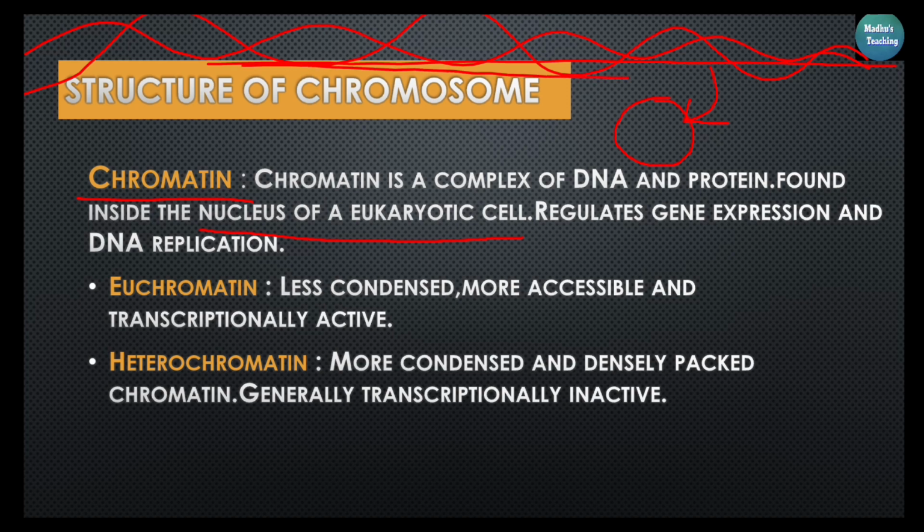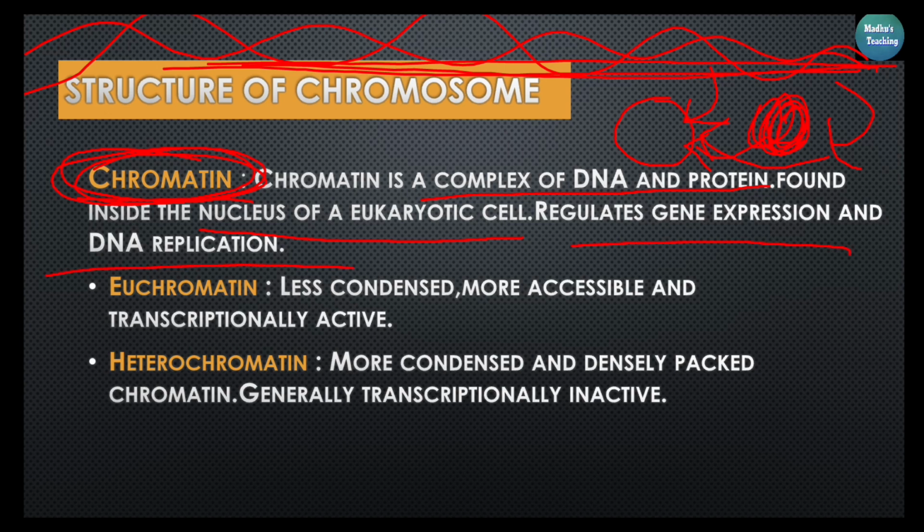But if this long DNA is in the condensed form, then it can easily fit within the nucleus. This condensed form is called chromatin. So this much long linear DNA will become chromatin to fit within the nucleus of the eukaryotic cell. I hope you understood. Chromatin is a complex of DNA and proteins. It plays a major role in regulating gene expression as well as in DNA replication.